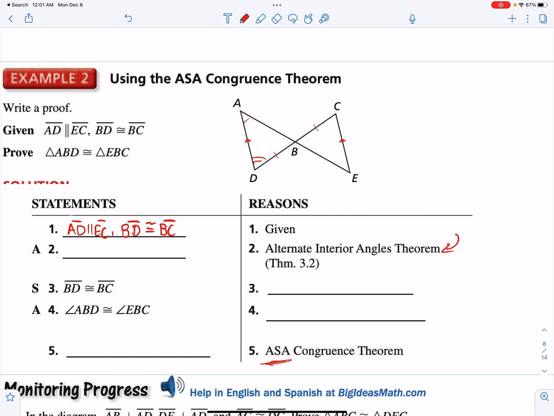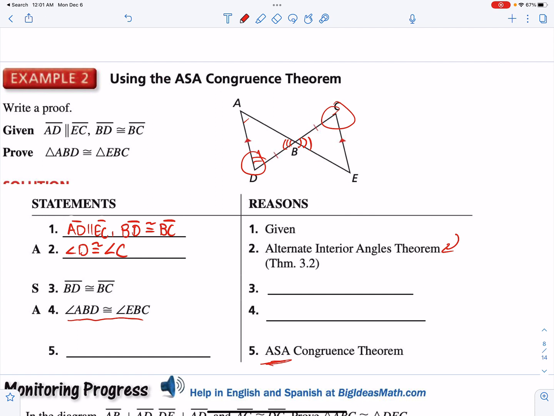So we can see here down below in our proof that ABD and EBC are congruent. That's these angles right here. So if we're using angle, side, angle, I can go back in my proof and say these are the alternate interior angles that I want. So I can say angle D is congruent to angle C by alternate interior angles.